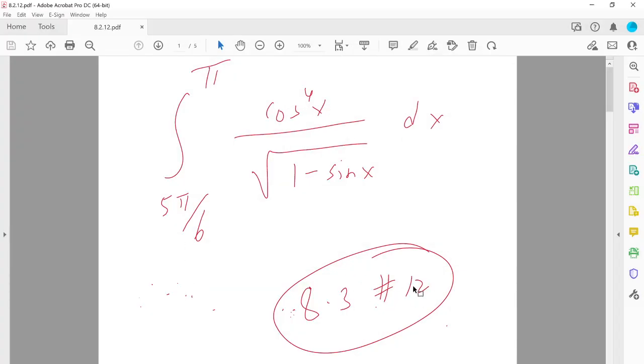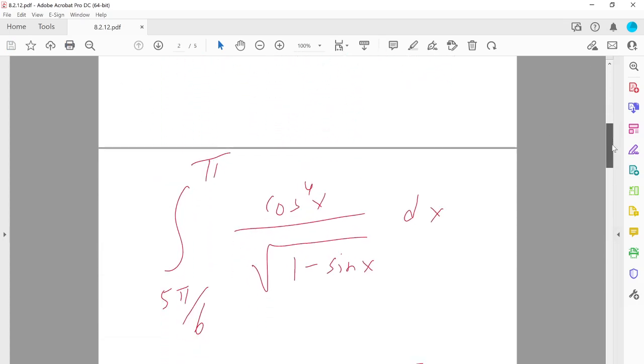Okay, so this is a question from section 8.2, number 12. It's supposed to be 8.2, okay? Section 8.2, number 12, integration problem. Here is the question: cosine to the power 4 of x divided by the square root of 1 minus sine x, and the integration is from 5 pi over 6 to pi. So how do you find this type of integration?